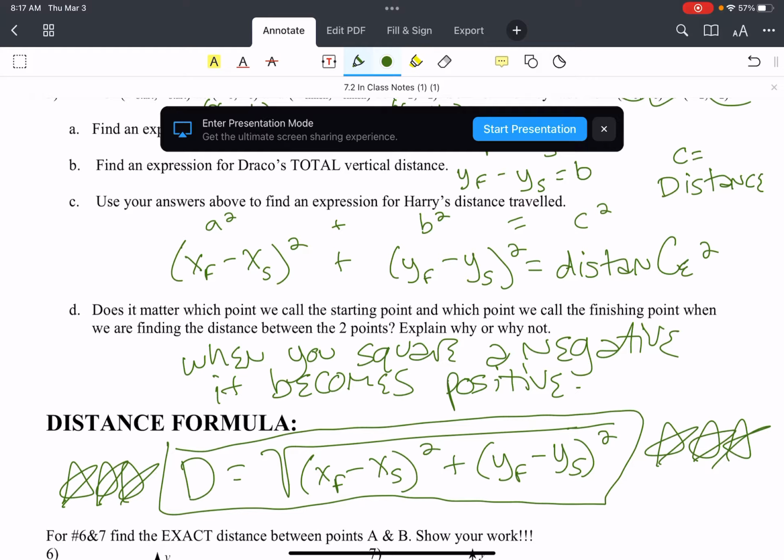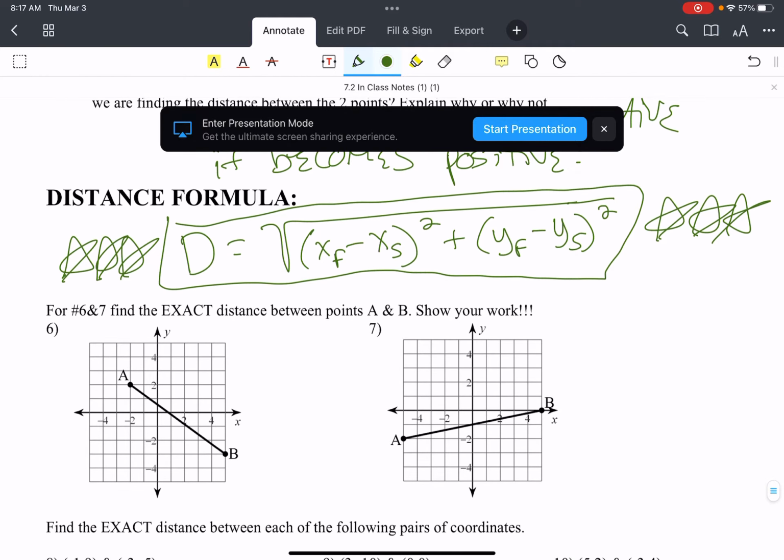So it kind of looks scary if you just look at it. It's a big formula. But if you think about it like what we've been doing, these are just the horizontal and vertical distances of that right triangle. And then you're just plugging it into the Pythagorean theorem. Let's try a couple together before I give you time on your own. If it doesn't tell you which one is start and finish, you can always do the left one is start and the right one is finish.